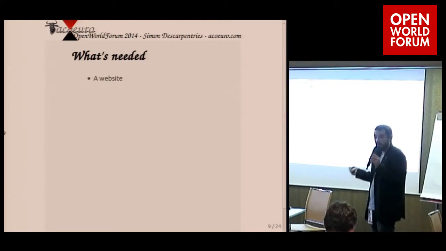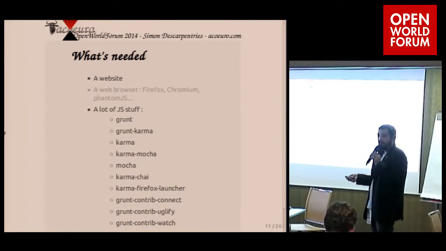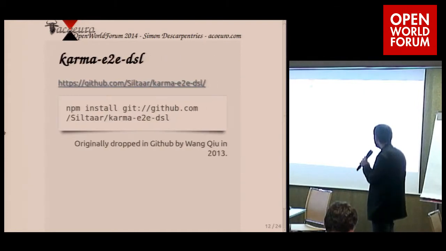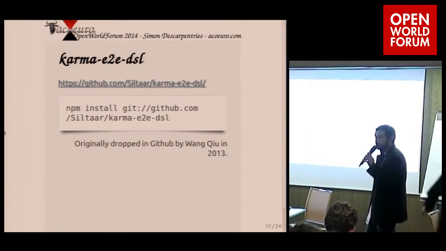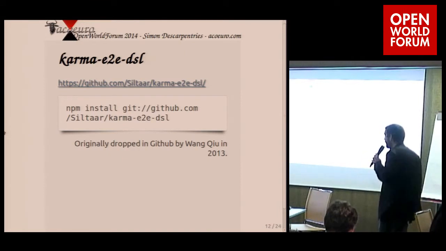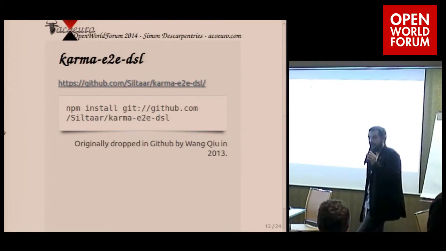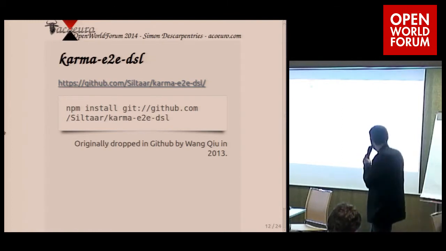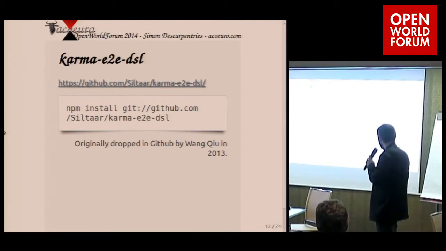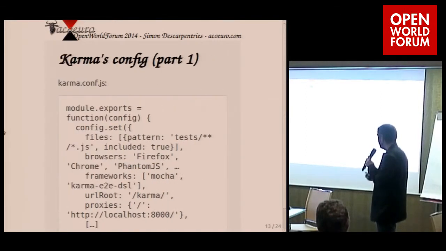So you need to start a website, some browsers, and a big pile of JavaScript. Fortunately, there exists one module that you can install in one line with Node Package Manager, which will draw all the dependencies. I discovered the module on GitHub, trying to do things with Karma and testing. I tried to get in touch with the original developer, who had not appeared since last year. And so I had to continue the development of it and patch it and have it working. And I also added a level of complexity on it. So one line and everything is quite working.